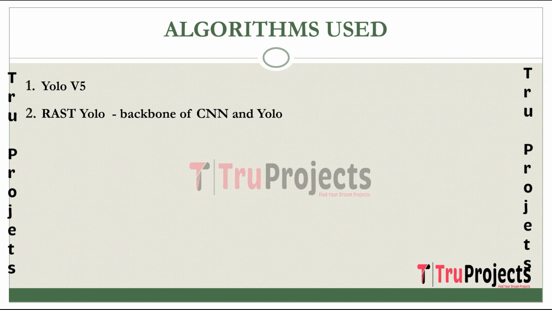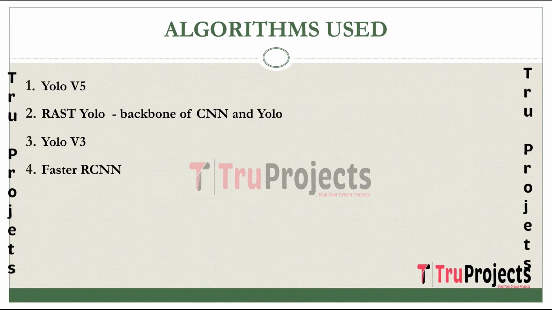in remote sensing applications. The next algorithm is YOLO v3, which is You Only Look Once v3. It is an earlier version of the YOLO object detection algorithm. It divides the input image into a grid and predicts bounding boxes and class probabilities for each grid cell, offering a balance between speed and accuracy. It is used for benchmarking and comparing, showcasing the improvements achieved with the newer versions, YOLO v5 and RAST YOLO. The next algorithm is Faster RCNN, which is region-based convolutional neural network.